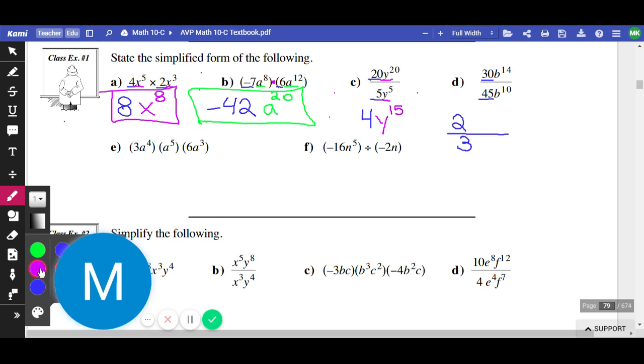Awesome. Now we do letters with letters. So I have b to the 14 divided by b to the 10. 14 minus 10 would be 4, and it'd be on the top because there's more on the top.